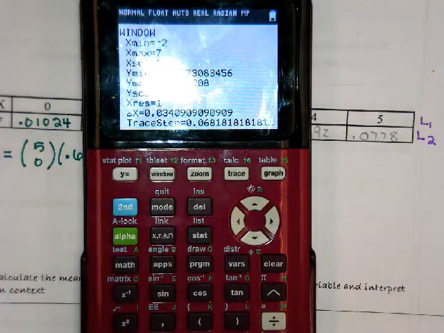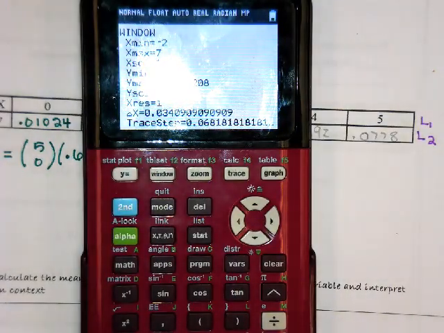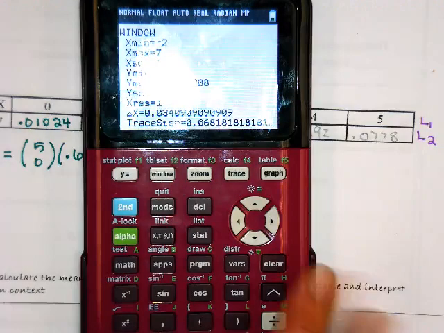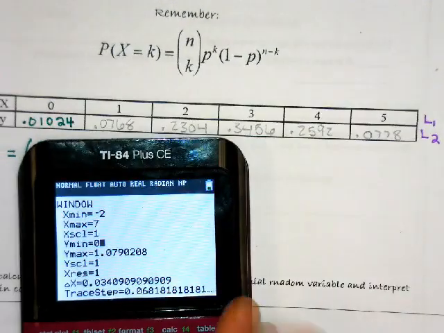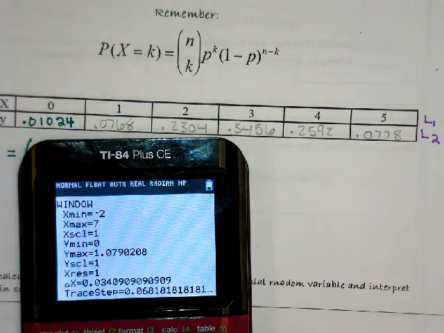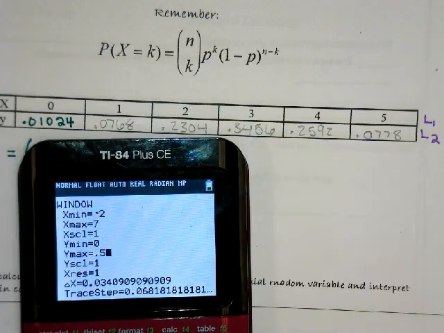Is 0 the minimum? We don't need our y max all the way up at 1. We could, but the biggest probability we have is 0.3456. So why don't we go to 0.5? And then make your y scale 0.1.